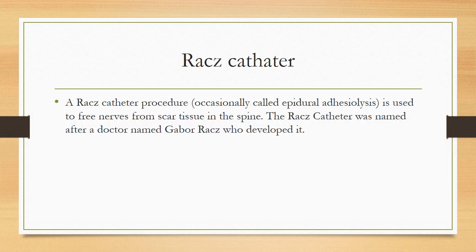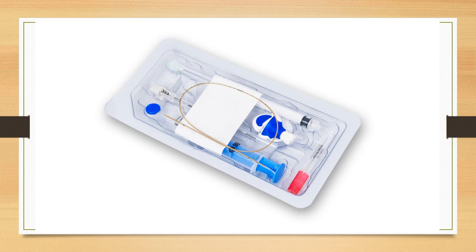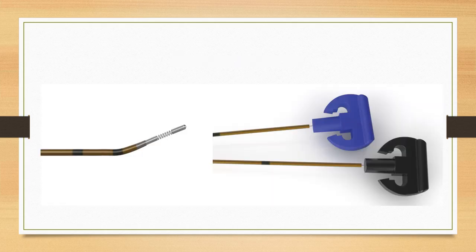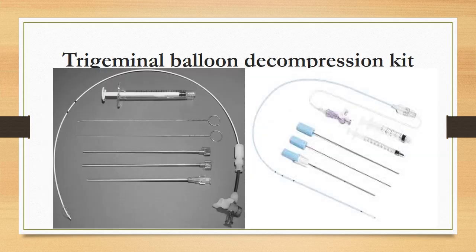Another thing is a Racz catheter. The Racz catheter is used for epidural adhesiolysis. You might be given the Racz catheter. The Racz kit will have a catheter, syringes, needles, and a manipulator, and you can see that there is uniform infusion, a small distal tip, a safety ribbon, and low friction. This is how the Racz catheter looks, mainly used for epidural adhesiolysis.